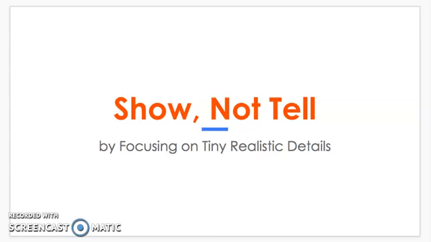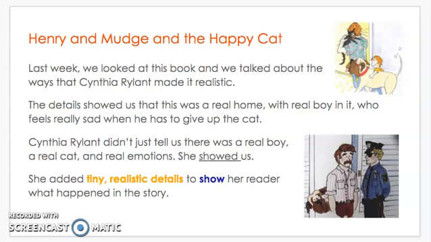Hi writers, welcome back. This is your 9th fiction writing lesson, and today we are going to talk about showing, not telling. We're going to do this by focusing on tiny, realistic details.